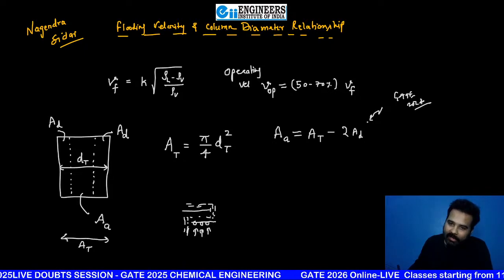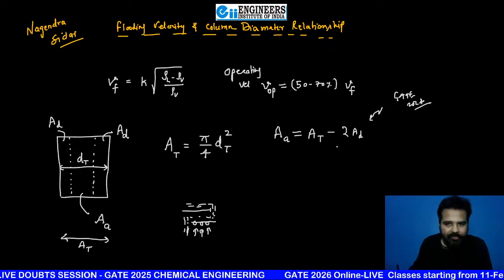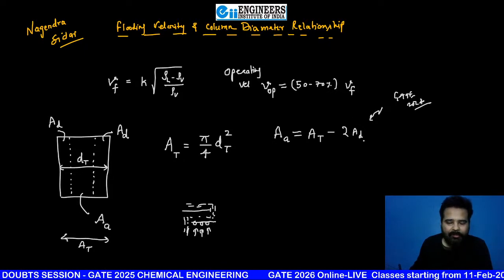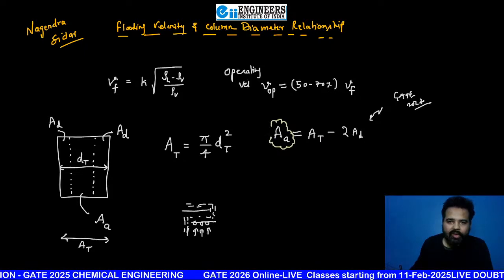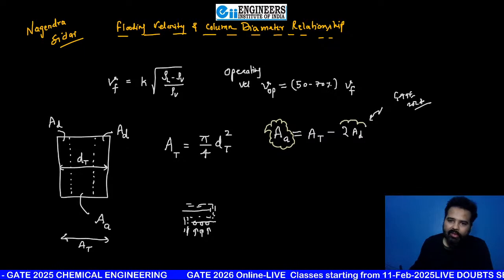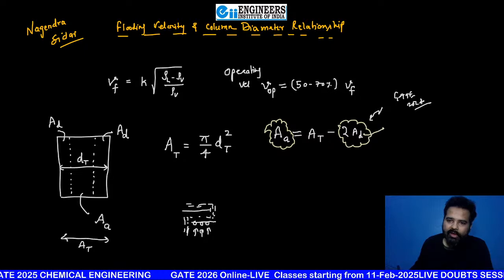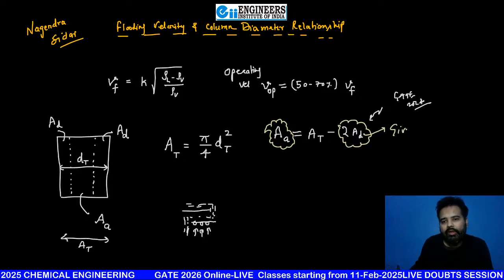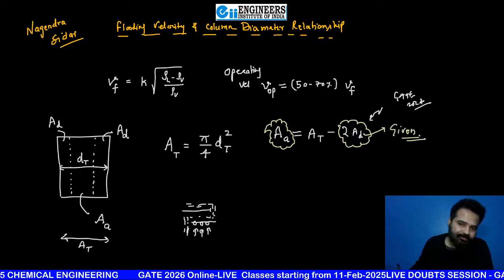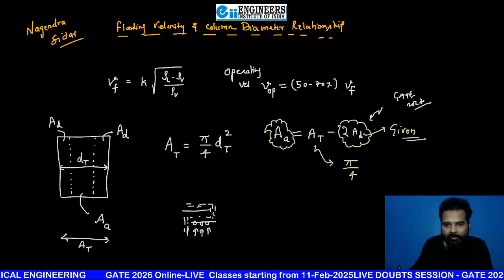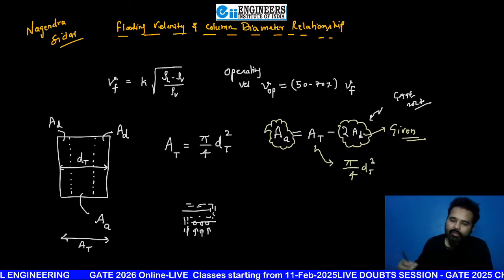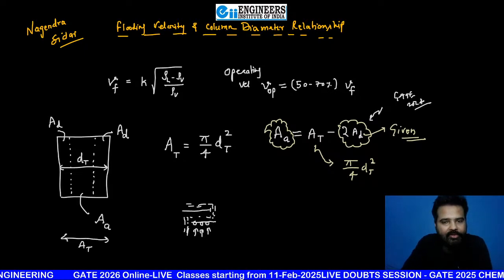Now, the area of downcomer they will provide you. And AA is AT minus 2AD. Now you have to calculate this AA. For this, AD will be given to you, beta. In place of AT, you have to put pi by 4 dt square. You have to put pi by 4 dt square.